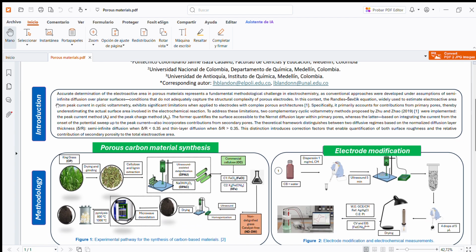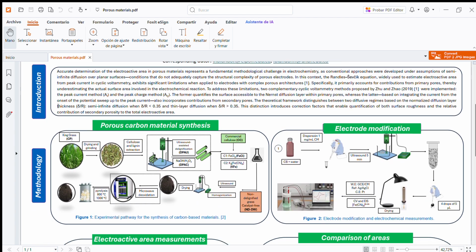For this research, we start by obtaining porous carbon materials with a typical method in which we start using pasta grass, then we make their lignification, and then, by pyrolysis, we obtain carbon porous material.